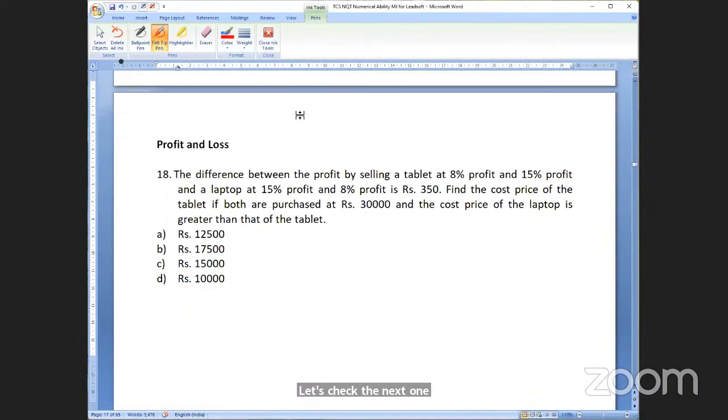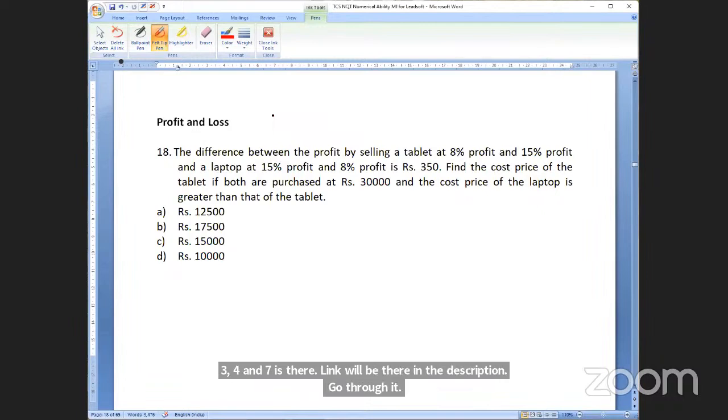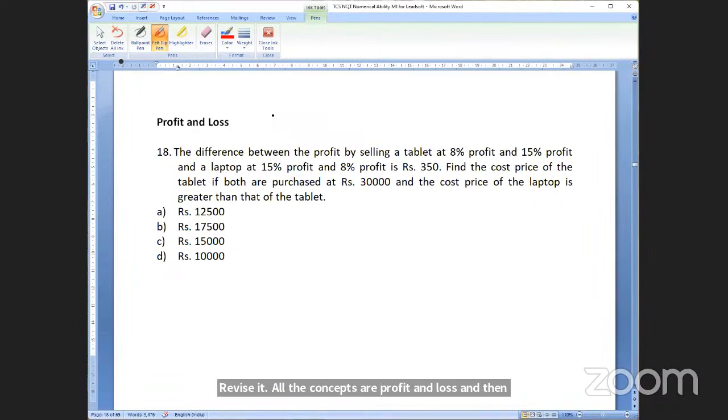Okay. Next, we'll try to figure out something with profit and loss. For delving deeper into the concept of profit and loss, rule number 2, 3, 4, and 7 is there. Link will be there in the description. Go through it, revise all the concepts of profit and loss, and then solve the question. They will ask you 2 questions from profit and loss. So why not? We should be doing it.